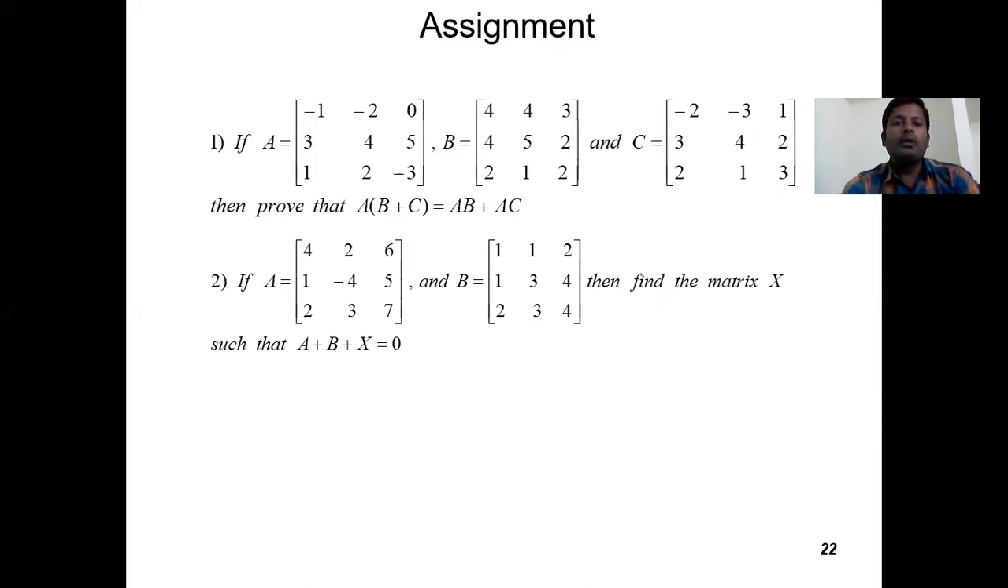The second problem, if A is equal to 4, 2, 6, 1, minus 4, 5, 2, 3, 7, and B is equal to 1, 1, 2, 1, 3, 4, 2, 3, 4, then find the matrix X such that A plus B plus X equal to 0. You see here, A plus B plus X equal to 0. First we can do this one. A plus B is equal to minus X. Then A plus B means these two matrices we have to add. Then after that find the value of X.